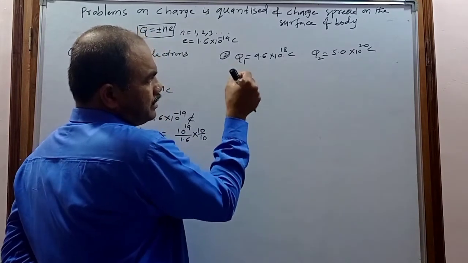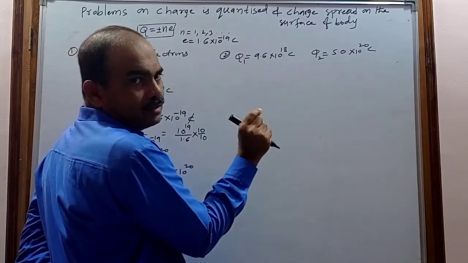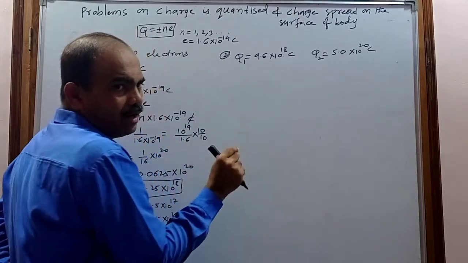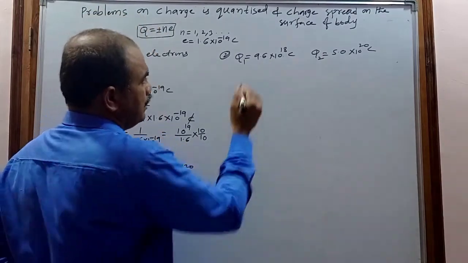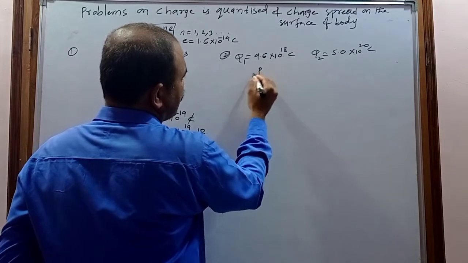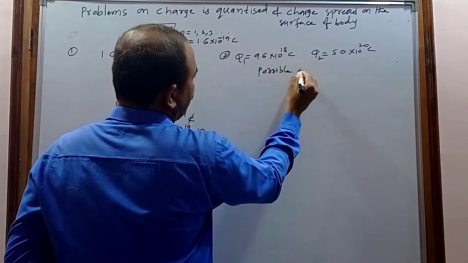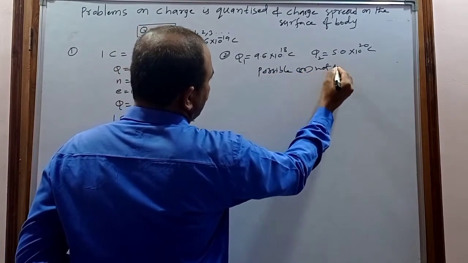So now, are those charges possible or not? Are those two charges possible or not? How can we check whether the charges are possible or not?